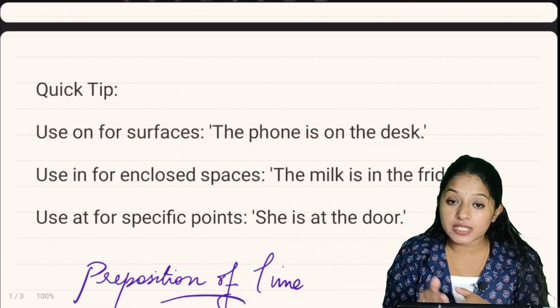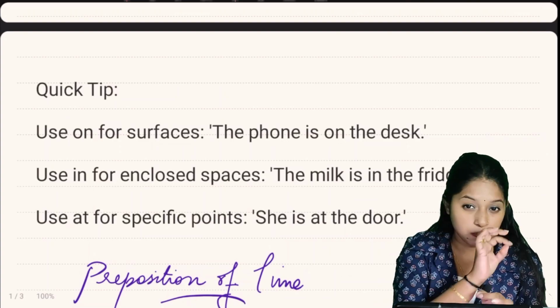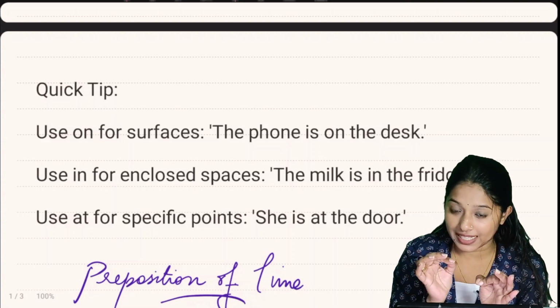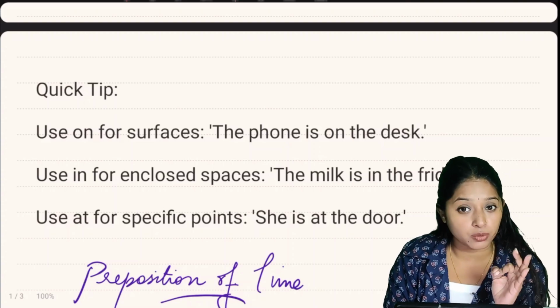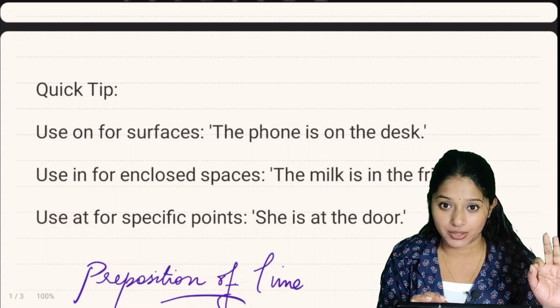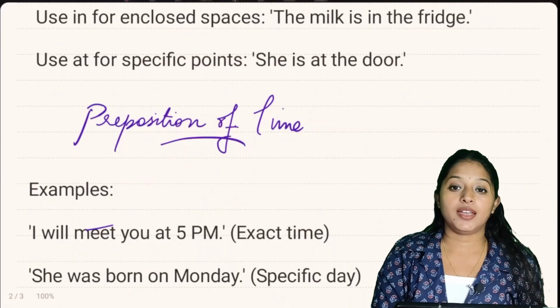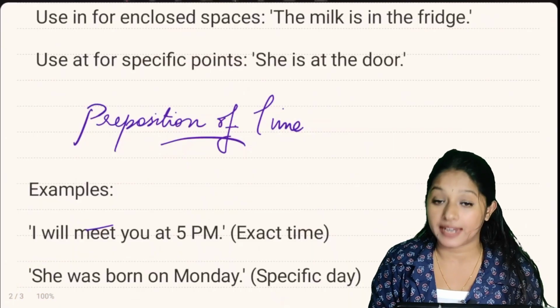Use at for specific points, meaning specificity. She is at the door. Where is she? At the door. No confusion.